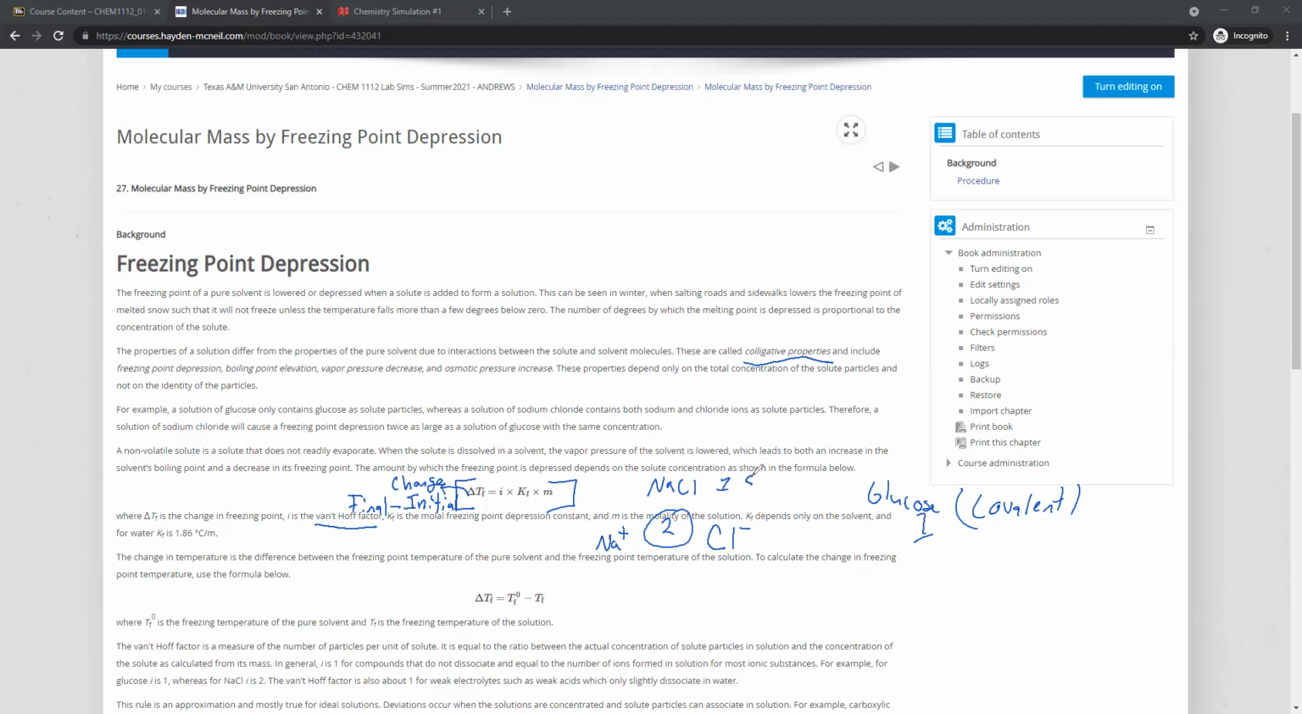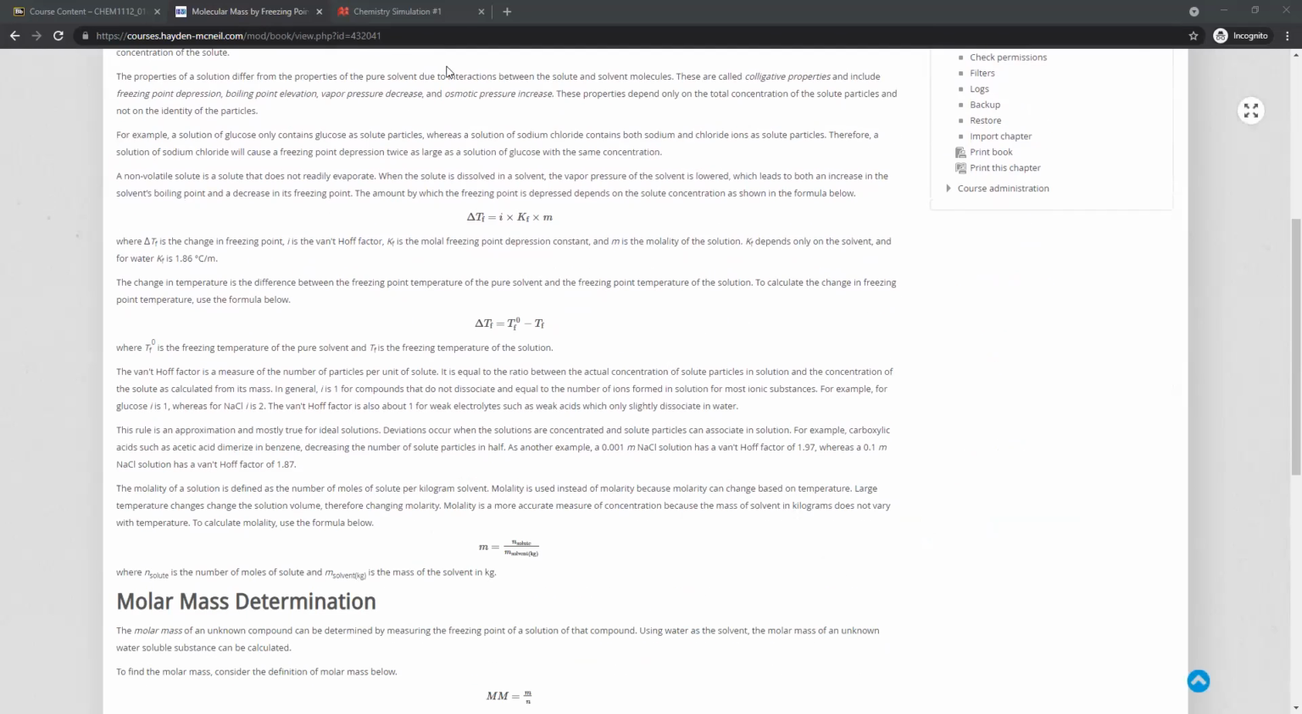Sodium chloride is made from a metal and a non-metal. This has ionic bonds. Ionic bonds do break up in water. That's why you get a van 't Hoff factor of 2. Then we have Kf. Kf is just a constant that will be given in experiments, and Kf for water is here. And last, we have molality. Not to be confused with molarity, it's molality.